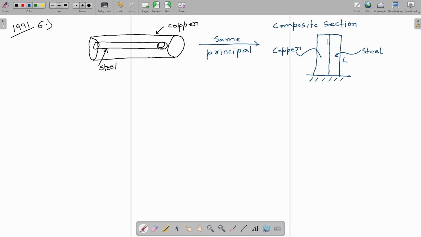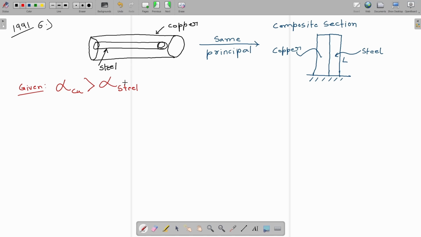Okay. Now what is given? Alpha copper is greater than alpha steel. Okay, this is given to us. It is very important. Alpha copper means coefficient of thermal expansion of copper, and alpha steel means coefficient of thermal expansion of steel.